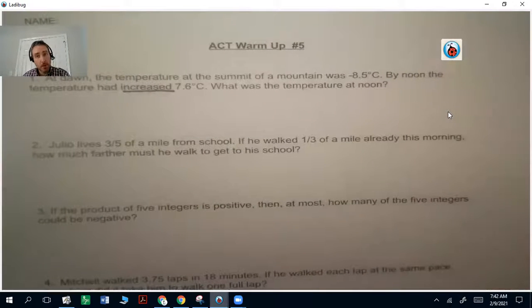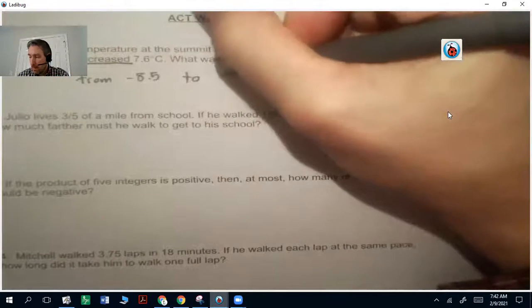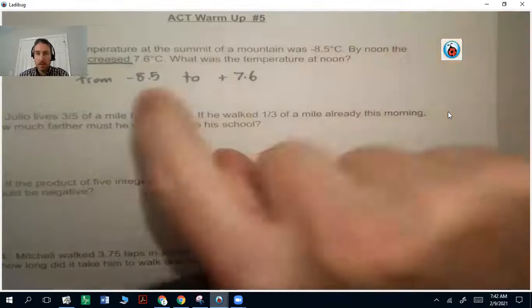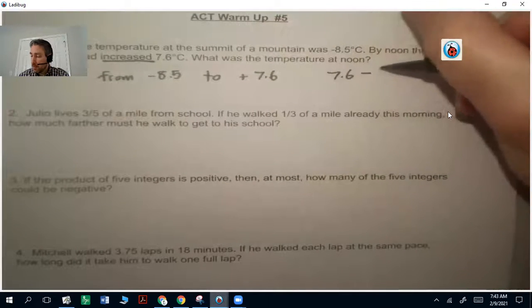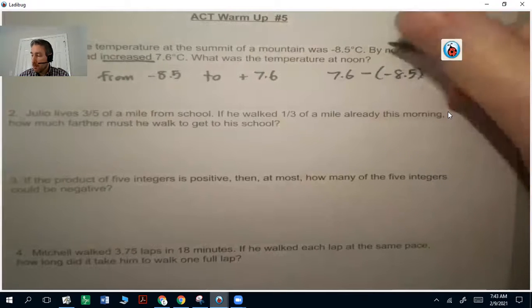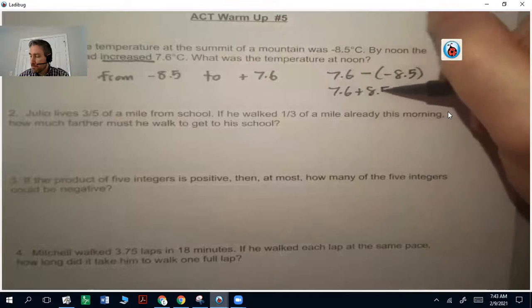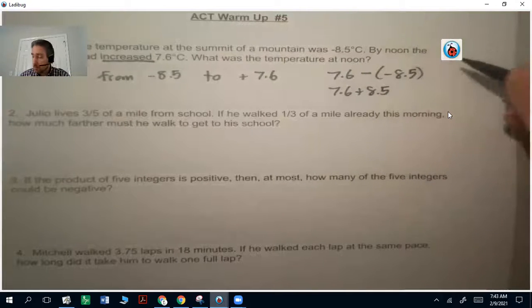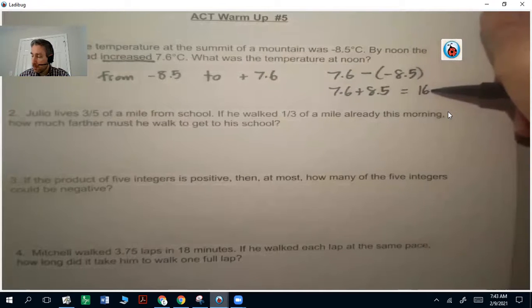Well, we want to see how much it went up by, so it went from negative 8.5 to positive 7.6. We want to subtract those two numbers, so we can do 7.6 minus negative 8.5. Second negative is adding, so 7.6 plus 8.5. And you can use your calculator if you need to, but that should be 16.1. 16.1 degrees Celsius.